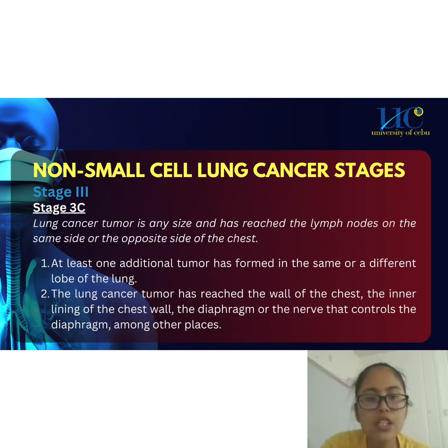So for stage 3C, the lung cancer tumor is any size and has reached the lymph nodes on the same side or the opposite side of the chest. At least one additional tumor has formed in the same or a different lobe of the lung. Also, the lung cancer tumor has reached the wall of the chest and the inner lining of the chest wall, also the diaphragm or the nerve that controls the diaphragm, among other places.